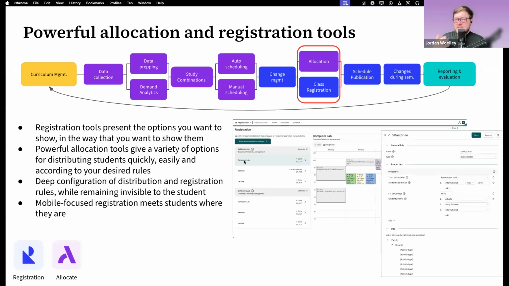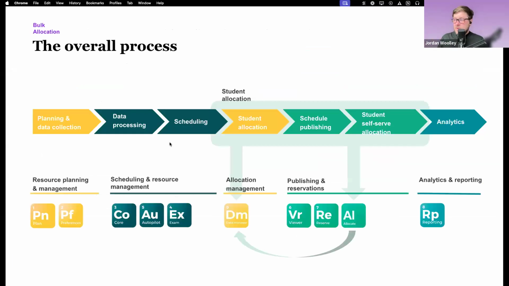I kind of already skipped into allocation in doing a lot of this, and we've talked a lot about that too here. So before I do go too much further there, any questions on what we've just seen with regard to allocation as well?